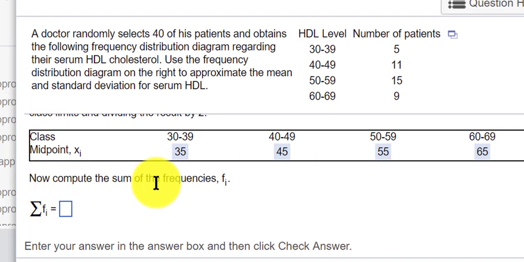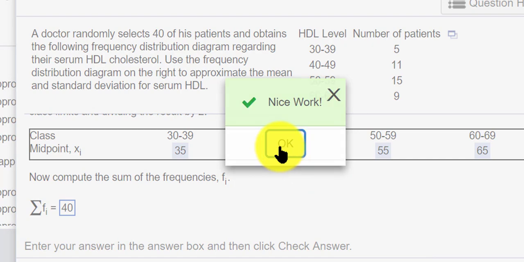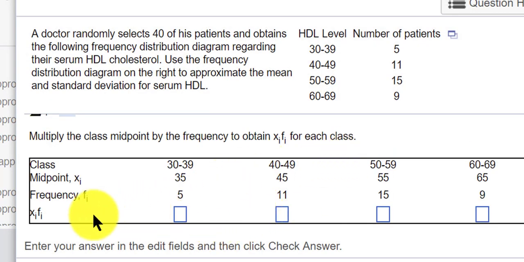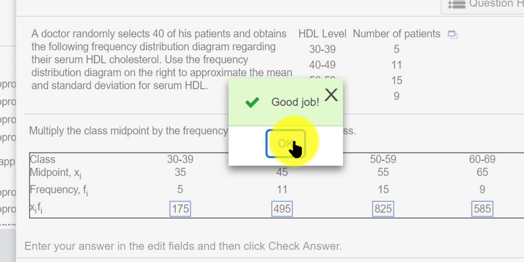Next, it says calculate the sum of the frequencies. So that would be the 5 plus the 11 plus the 15 plus the 9. So that is what, 20, 30, 40? I enter that, I press check answer, and so far so good. And then they say, if I were to multiply the midpoint by the frequency, I have to do 5 times 35, 45 times 11, and so on. So let me do that quickly. I press check answer, and we get great job.